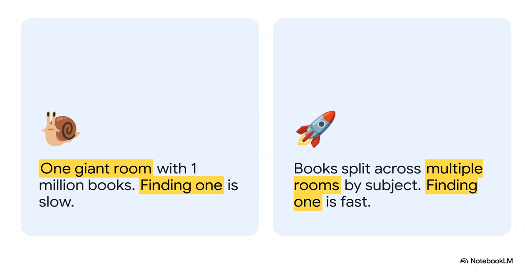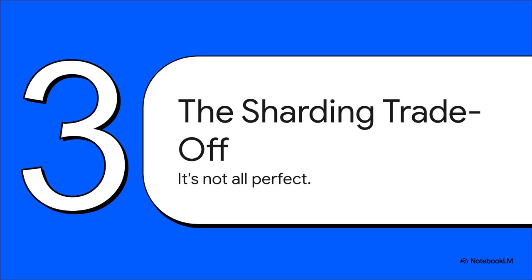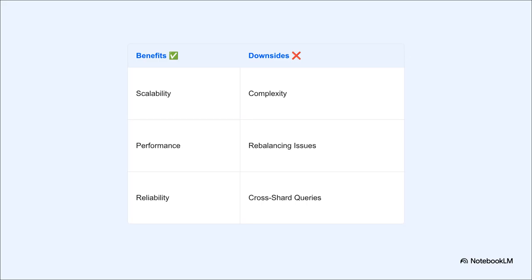That's a sharded database. But, and this is a big but, as powerful as sharding is, it's not a magic bullet. It's not a free lunch. When you go down this road, you're introducing a whole new set of challenges and complexities. There's always a trade-off. On the one hand, the benefits are just huge. Incredible scalability, much faster performance, and better reliability. But all that good stuff comes with some serious downsides.